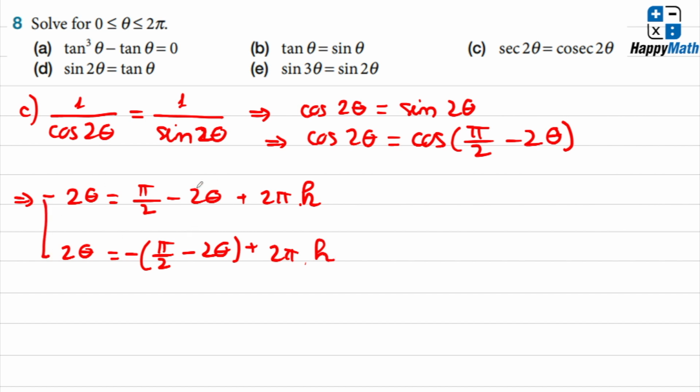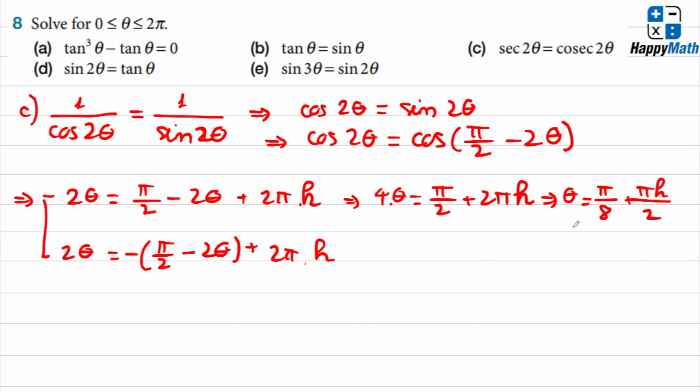Now you can see that I will move negative 2 theta from the right hand side to the left hand side. That becomes 4 theta equal to pi over 2 plus 2 pi k. And the next step, you get theta equal to pi over 8, because pi over 2 divided by 4 one more time, you get pi over 8. And 2 divided by 4, you get over 2. So pi k divided by 2 here.